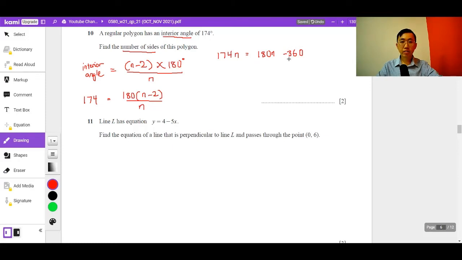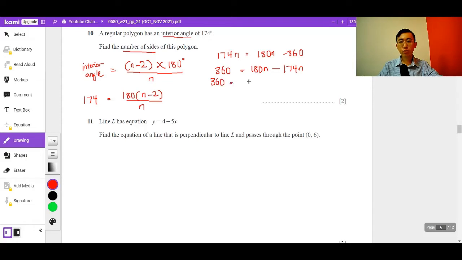Watch. Minus 360, shift it toward here. So here we'll get 360. 174n, shift it towards here. So this is how I get 180n minus 174n. Okay, so we are almost there.